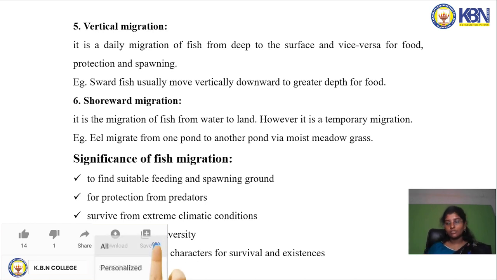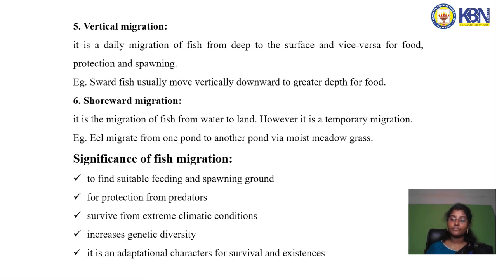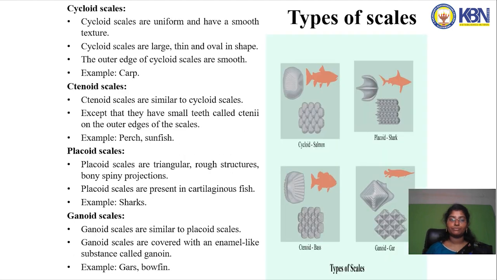What is the significance of fish migration? To find suitable feeding and spawning grounds, they migrate from one place to another. For protection from predators, as it is a defense mechanism, like how we protect ourselves, they move from one place to another. Next, to survive extreme climatic conditions and increase genetic diversity. It is an adaptational character for survival and existence.